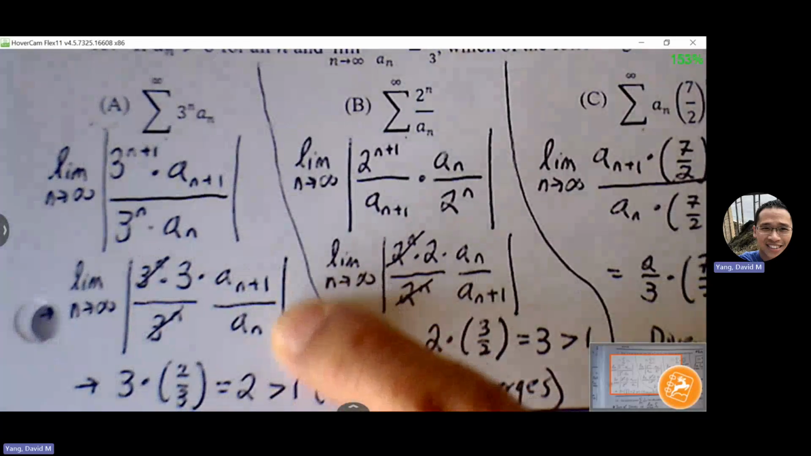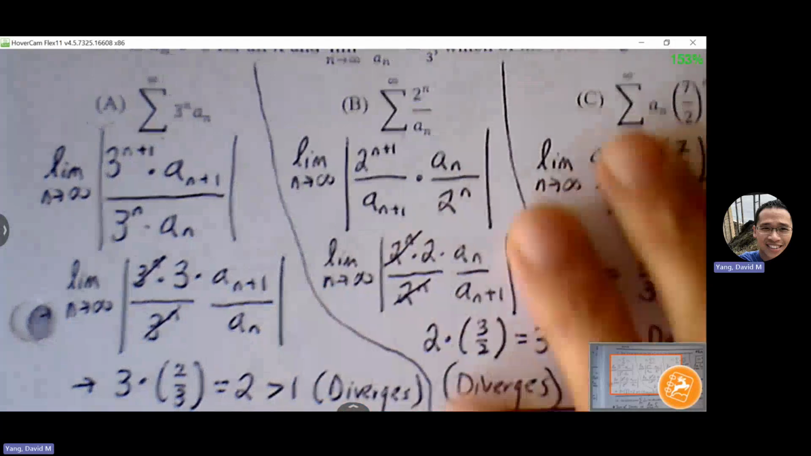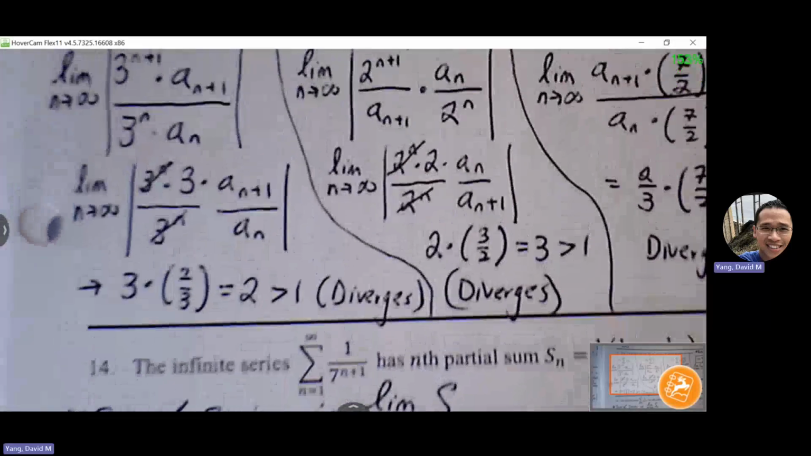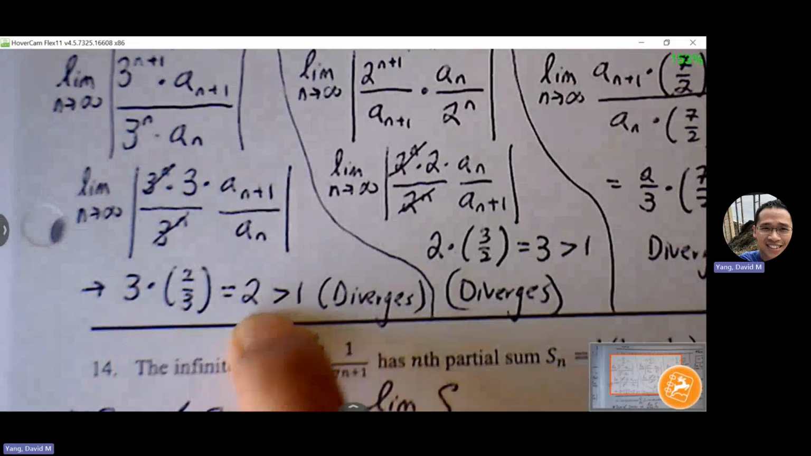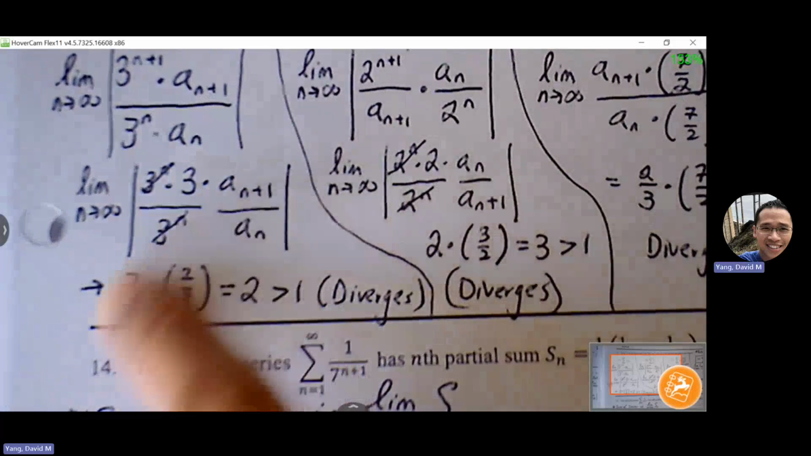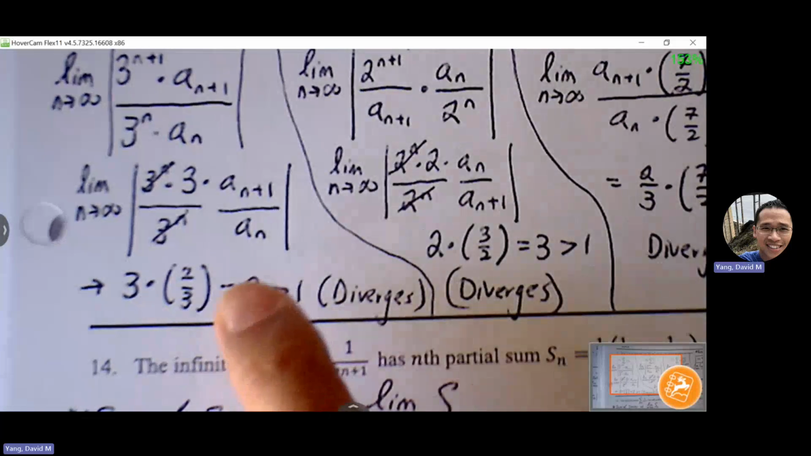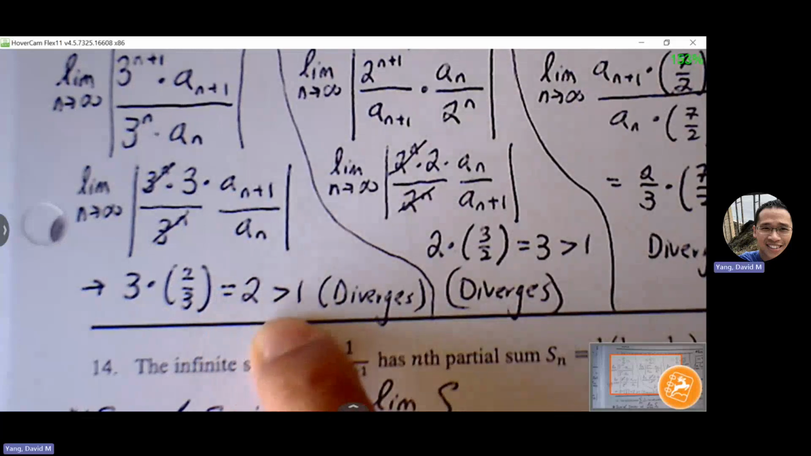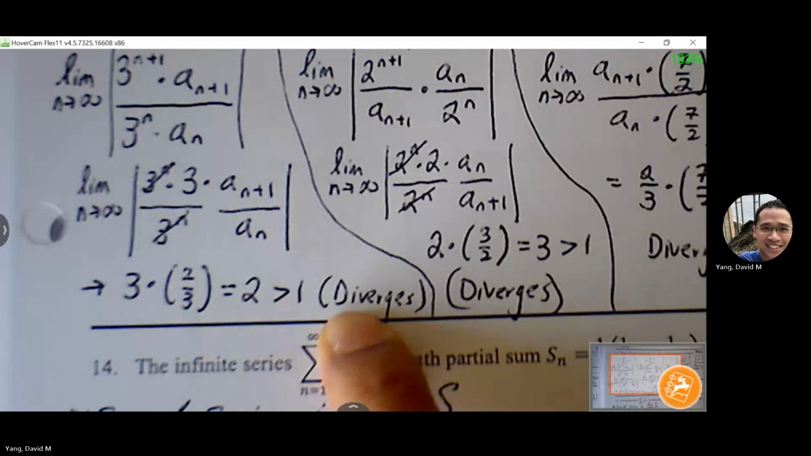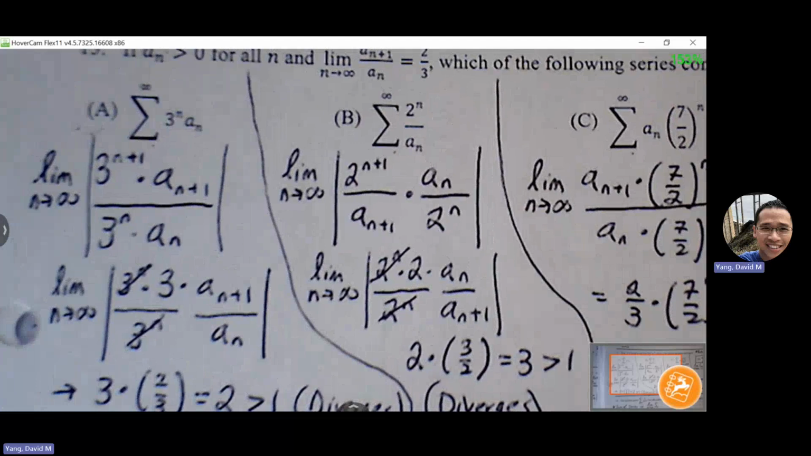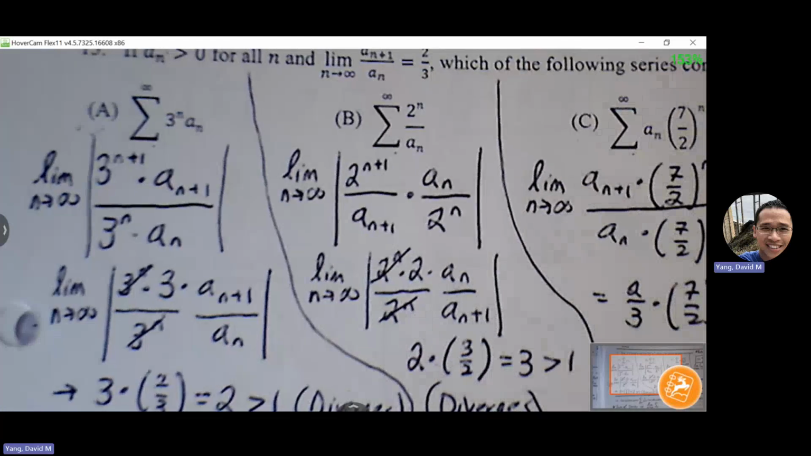And then now the a sub n plus 1 and a sub n, I can replace this with what's given to me, 2/3. And then once I make that substitution, I want to look to see what number I get. This is still the ratio test here, so I'm going to compare my result with 1. Is it less than 1, greater than 1, or equal to 1? Because it's greater than 1, it diverges. Okay. So we're looking for a converging series. So A is out. So let's look at part B.